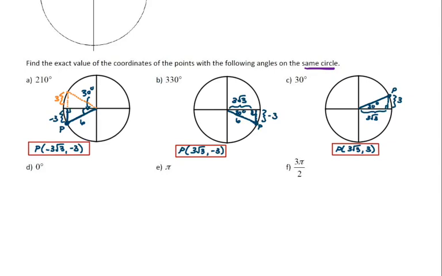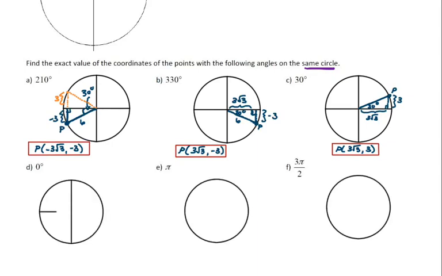This is obviously not the unit circle. The unit circle is when the radius is 1, but the process will be the same as we get a little bit further into it. So for D, E, and F, these angles are ones that actually end up on an axis, either the x-axis or the y-axis.